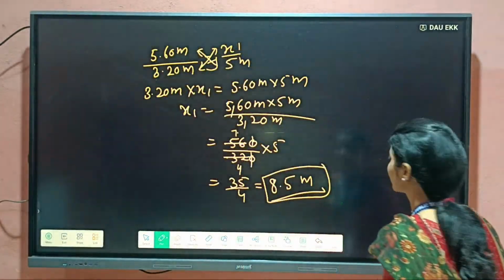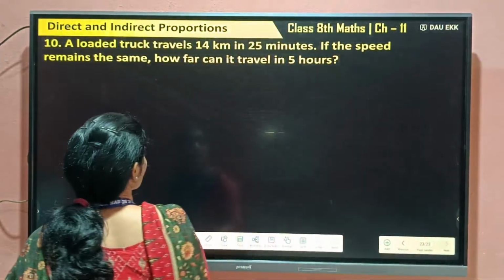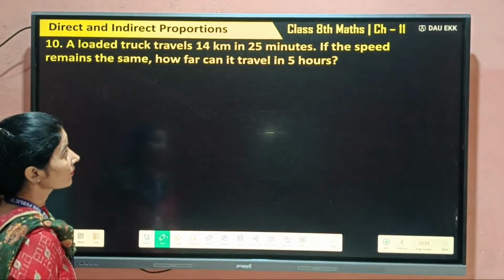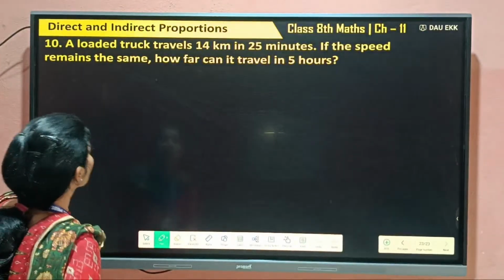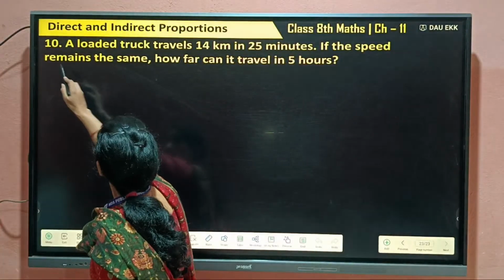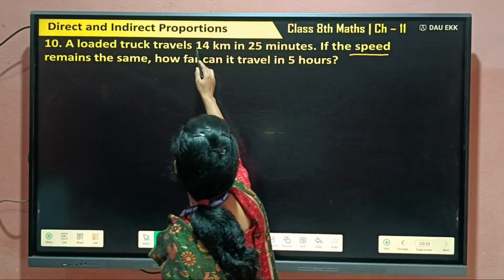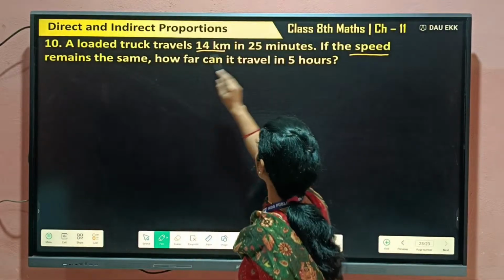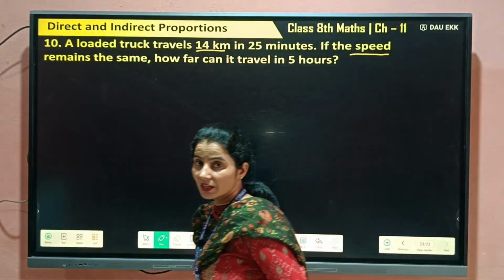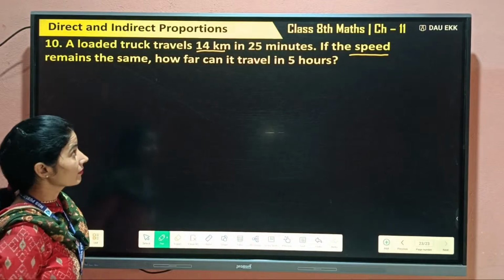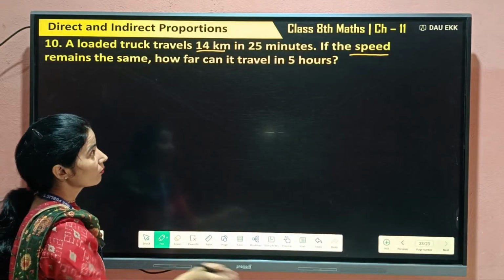See, next question, the last question of this exercise. A loaded truck travels 14 kilometer in 25 minutes. If the speed remains the same, how far can it travel in 5 hours? The speed of the truck is the same, which means if this truck travels more distance, then it will take more time, and if less distance, then less time. In 25 minutes this truck is traveling 14 kilometers, so in 5 hours it will travel more distance.